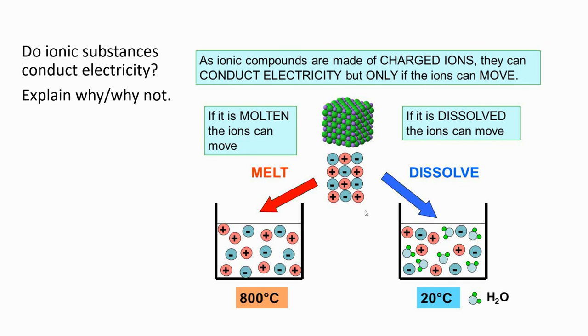And the final property that we talk about is, do ionic substances conduct electricity? And we need to be able to explain why or why not. Well, it all comes down to whether ions can move or not. Electricity is movement of charge. If the ions can move, electricity will conduct. So pause the video and have a go at explaining whether solid, molten, and dissolved ionic compounds will conduct electricity.